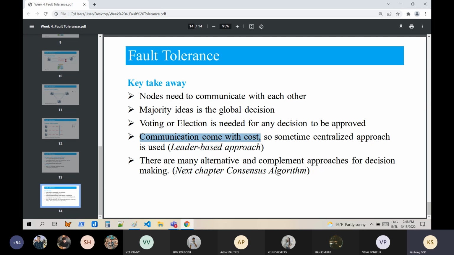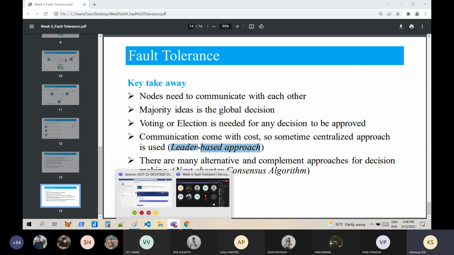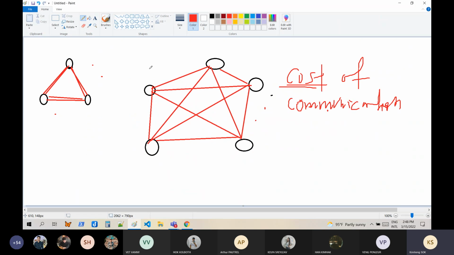Communication comes with cost. So sometimes when there's a lot of communication like this, people try to find a solution to those problems by choosing a centralized way, for example, by choosing a leadership way. If we want to make a decision and there are a lot of computers like this, I don't want all the computers to talk to each other. We need to choose only one computer to be the leader.